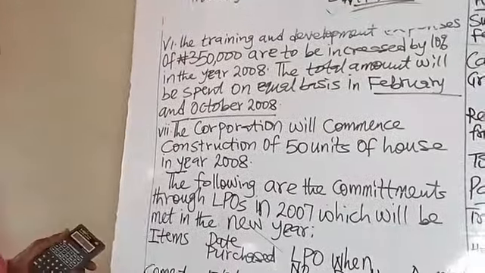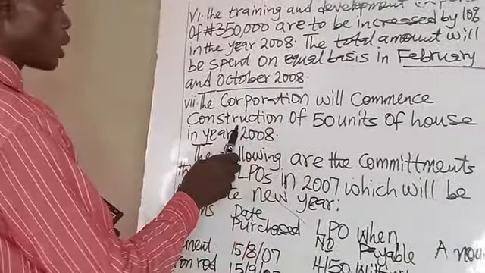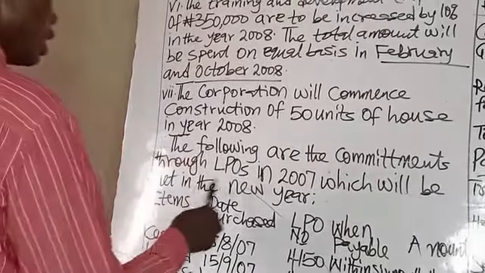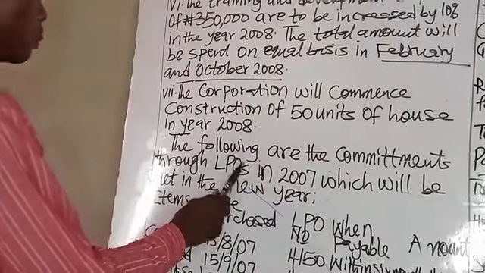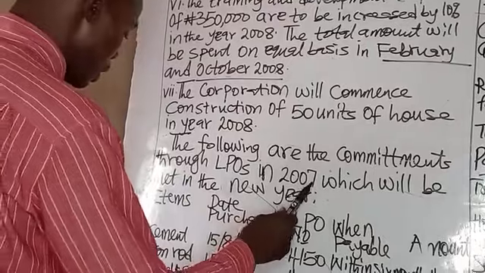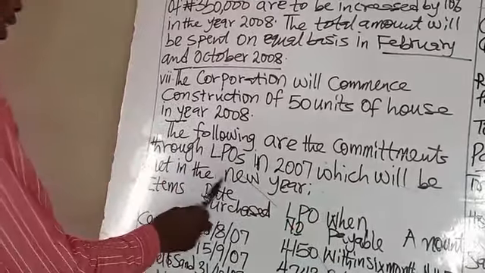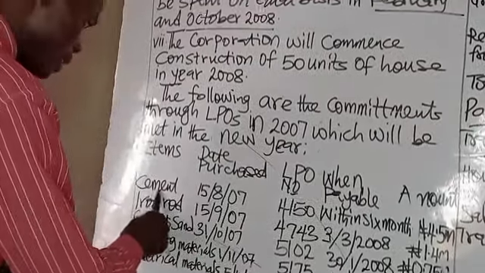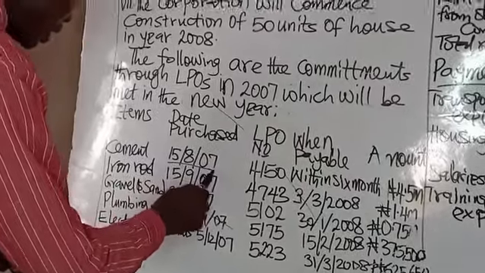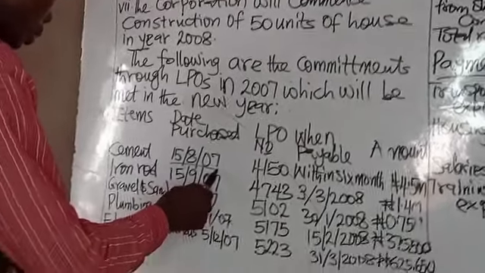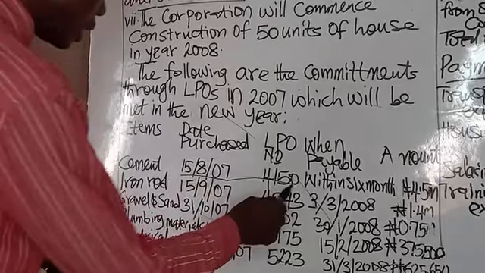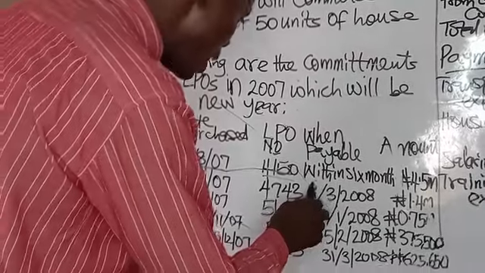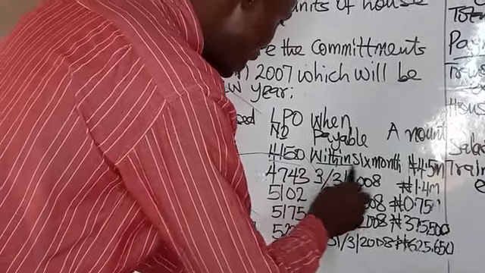Now, note 7. The corporation will commence construction of 50 units of house in year 2008. The following are the commitments through local purchase order in 2007, which will be met in the new year. Items, date of purchase. We have purchase of cement. It was bought on the 15th of August 2007. The local purchase order number is 4150. And it will be paid within the next 6 months.